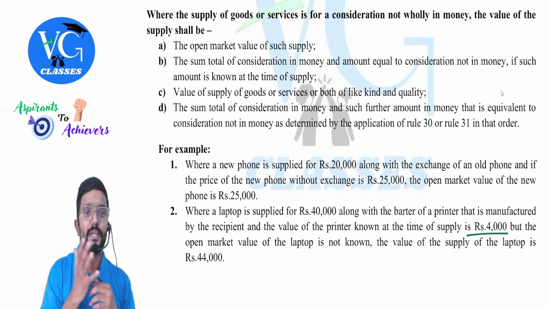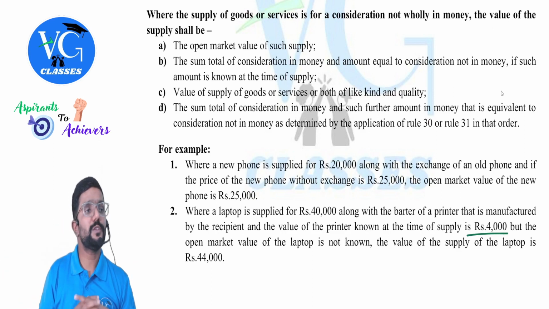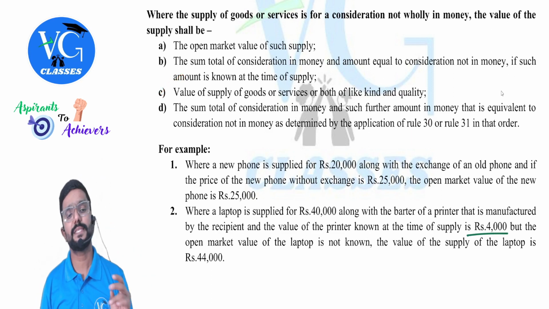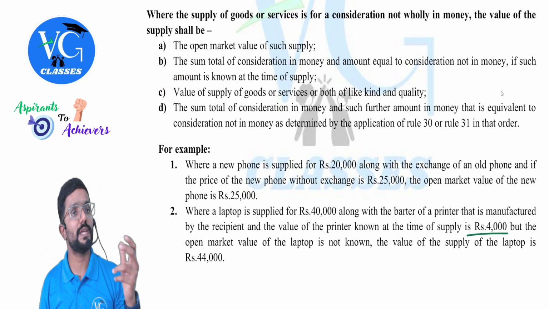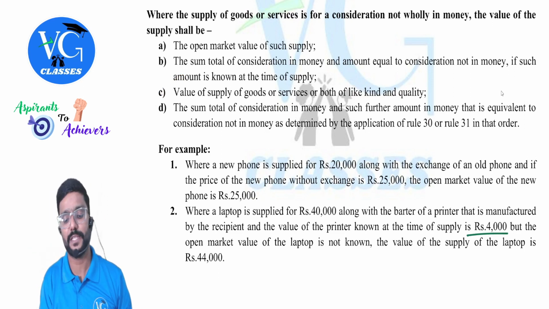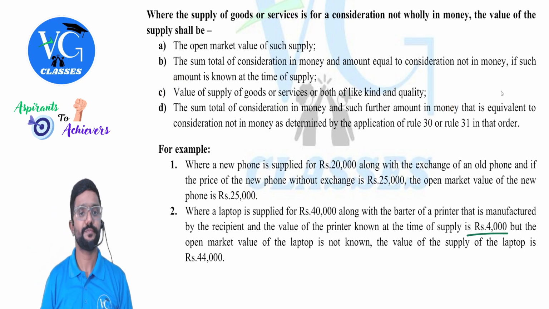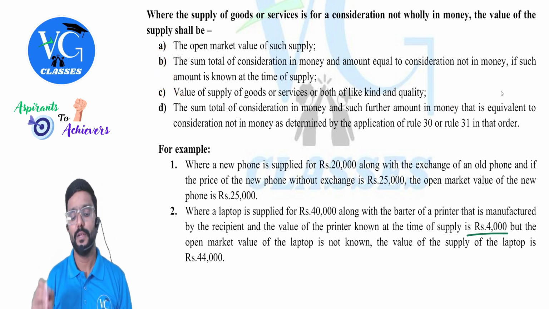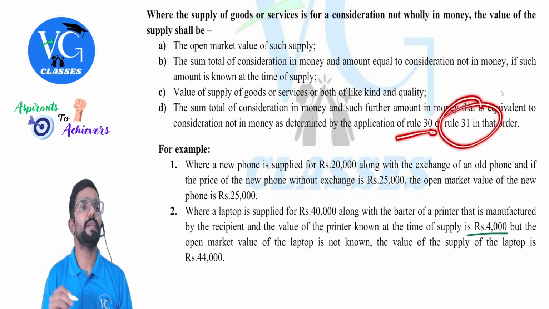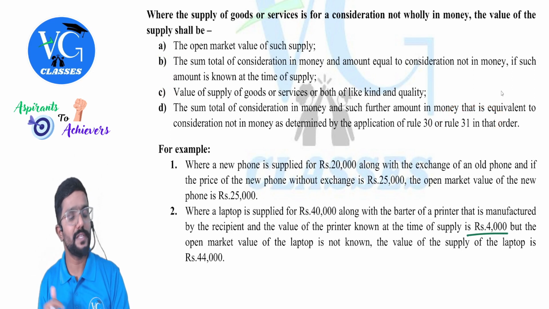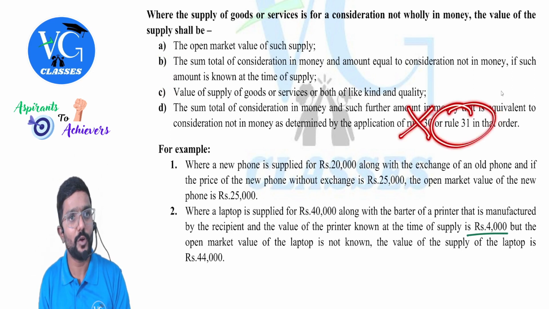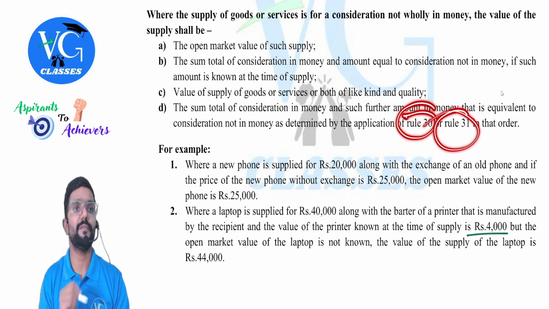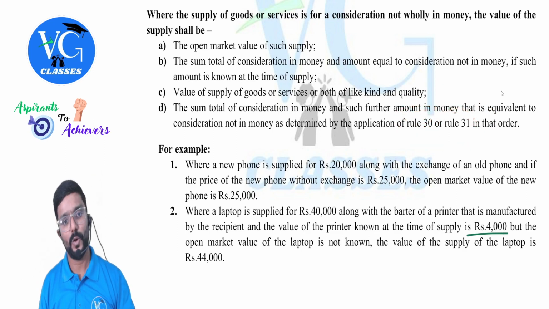Next, if that is also not possible, means B is also not possible, then C. C is telling the value of supply of goods or services of like kind and quality, which is nothing but substitute product. If A, B, C, all three are not available, then rule 30 or 31 in that order. And if it is a service, ignoring 30, can I straight away go to 31? Yes. But if it is goods, first 30, then 31. Only in that order.